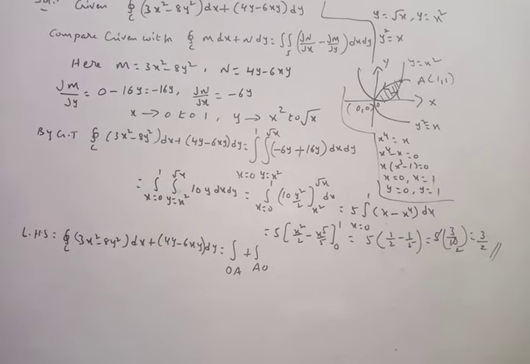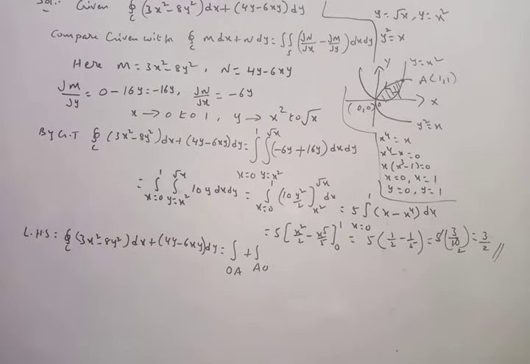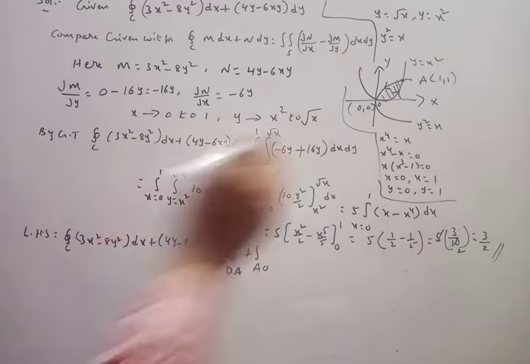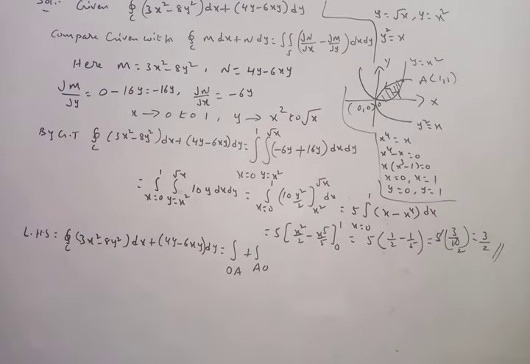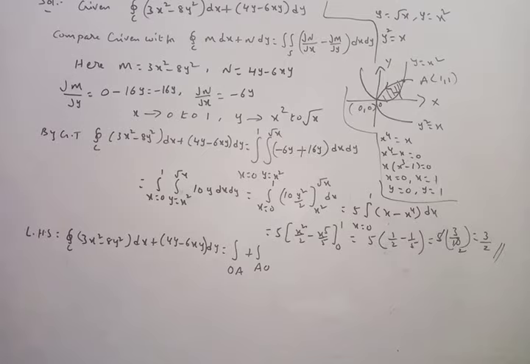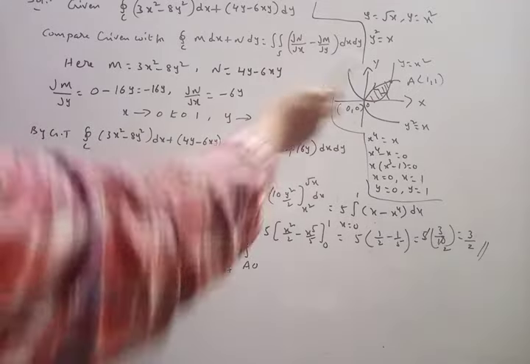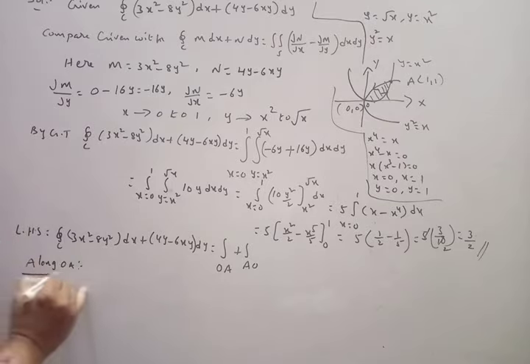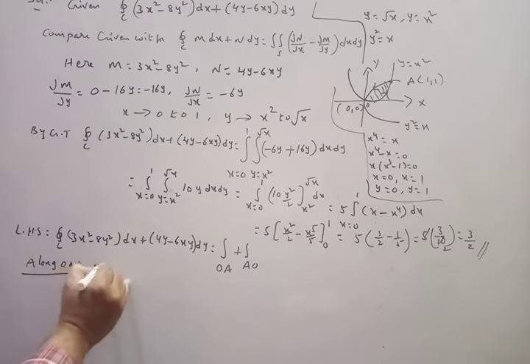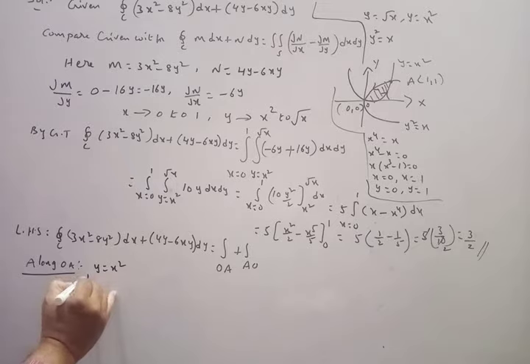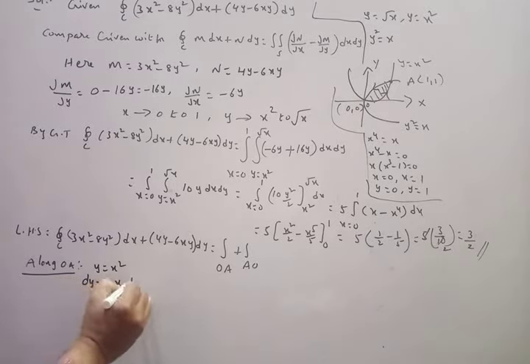Integral OA and integral AO, both you have to add and you need to get 3 by 2. Correct? So first what we have to do along OA. Along OA, which curve are we going along? O to A. What is that curve O to A? y is equal to x square. dy is what? 2x dx.